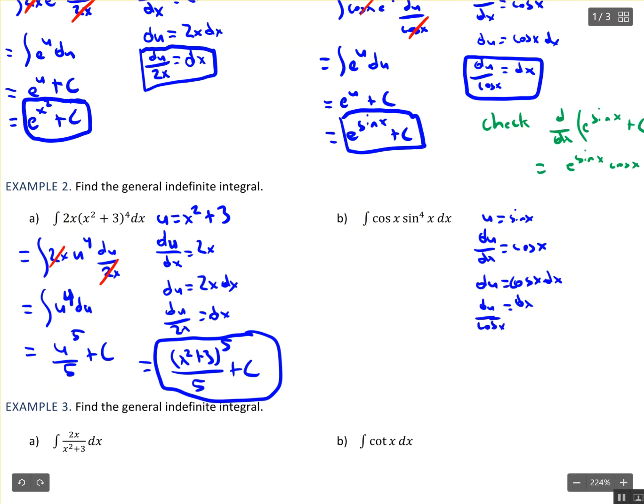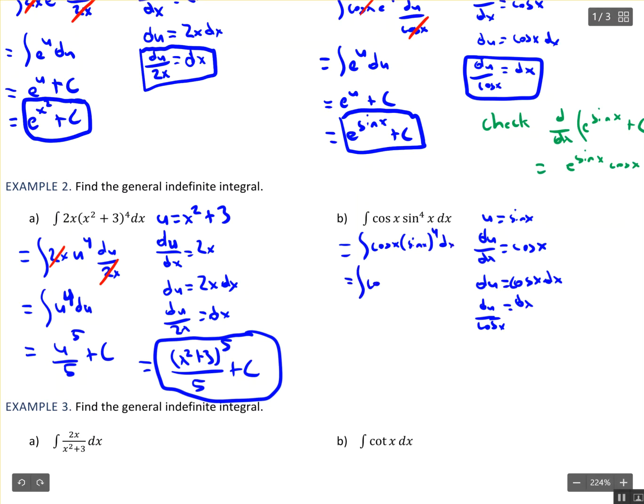So again, I'm running through that step pretty quick. I just take the derivative, multiply by dx, divide by cosine of x. So now, first things, before I start substituting, let me rewrite this. A lot of times people get a little confused. Don't forget sine to the fourth of x really means sine of x to the fourth, like that.